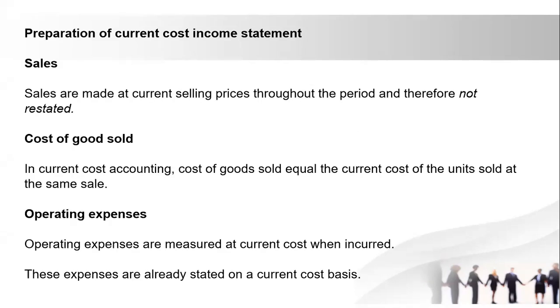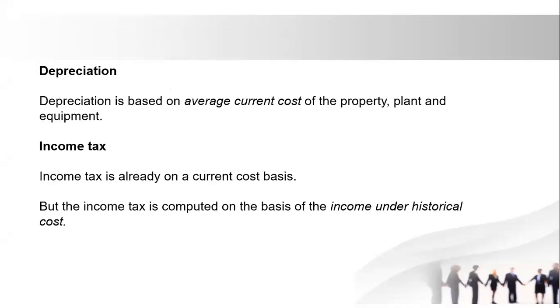Preparation of current cost income statement: sales are made at current selling prices throughout the period and therefore not restated. Cost of goods sold in current cost accounting equals the current cost of the unit sold at the time of sale. Operating expenses are measured at current cost when incurred. These are already stated on a current cost basis.